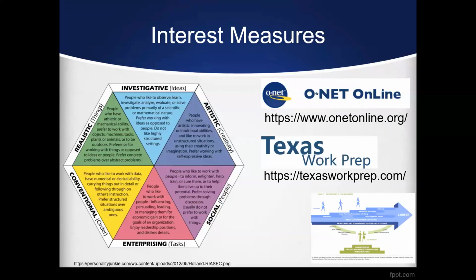So once taken, this inventory provides the student with a code and matches the student to various professions based on their results. This inventory can be found on the O-Net website and on the Texas Workforce Labor Market Career Information website under the Texas Work Prep page. Take a moment to note the two URLs provided for the two websites mentioned.